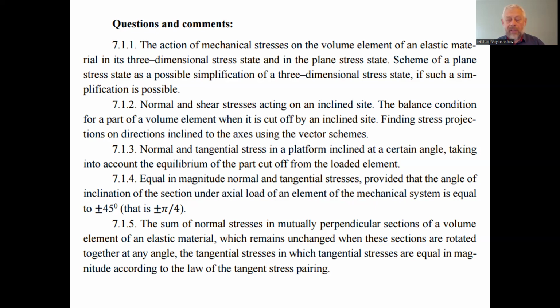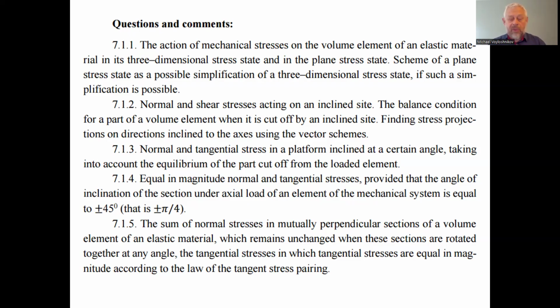side of the cutoff segment of the mechanical body, elastic body, and we can find it as the stresses in the inclined side, depending only on the angle of the inclination of the cut side of this segment of the mechanical body.